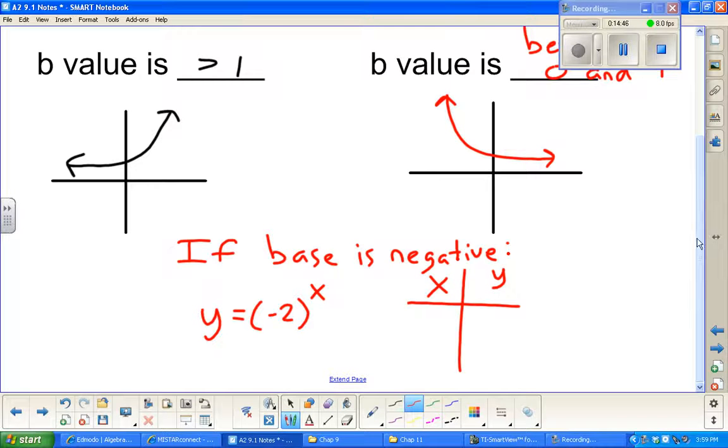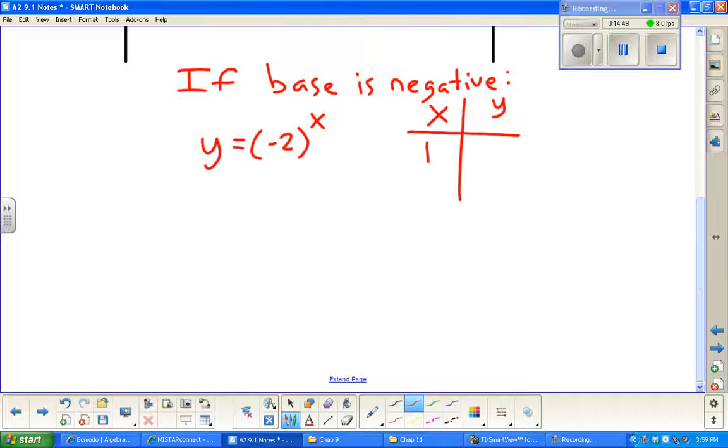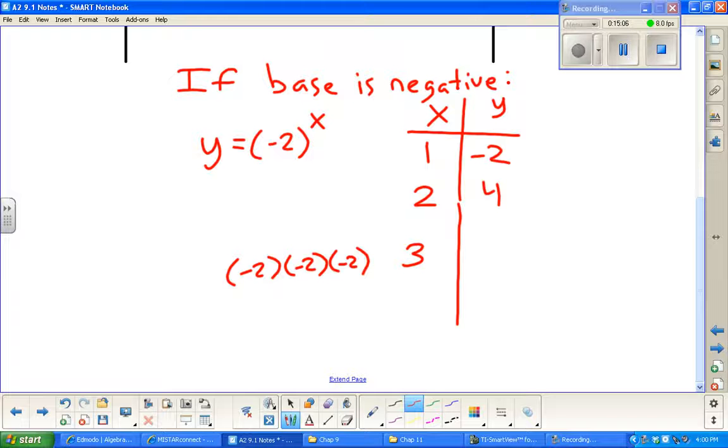So if x were 1, -2 to the first would just be -2. But if x were 2, -2 to the second power, -2 times itself is actually a +4. If x were 3, so that would be negative 2 times negative 2 times negative 2. That's going to end up being a negative 8. So what happens is these kind of just alternate from positive to negative, and you get this weird looking graph where it kind of like jumps around like that, and it doesn't fit this situation. So we're not really going to worry about that. It's not going to show up.